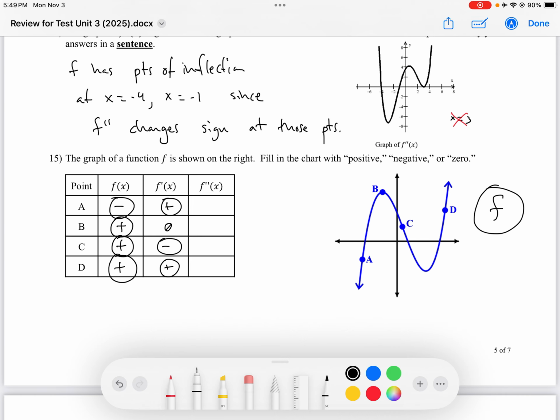Now, f double prime is concavity. So is it concave up like a cup, or concave down like a frown, or is it a point of inflection? This whole section right here looks like it is concave down, right? Any tangent line that I draw is going to be above the curve of sorts. It's concave down like a frown. I don't know if I said up, but I meant down.